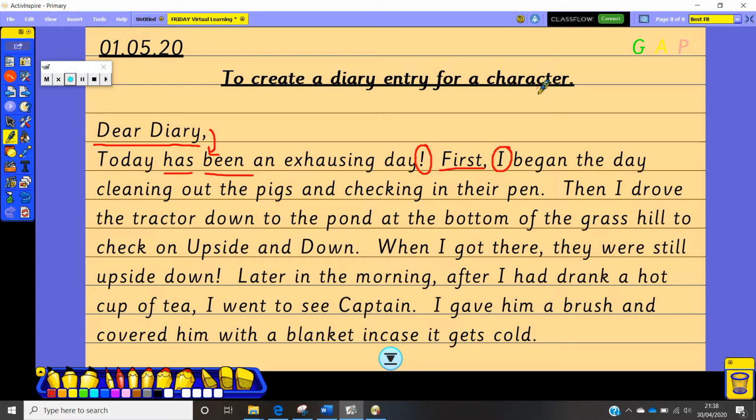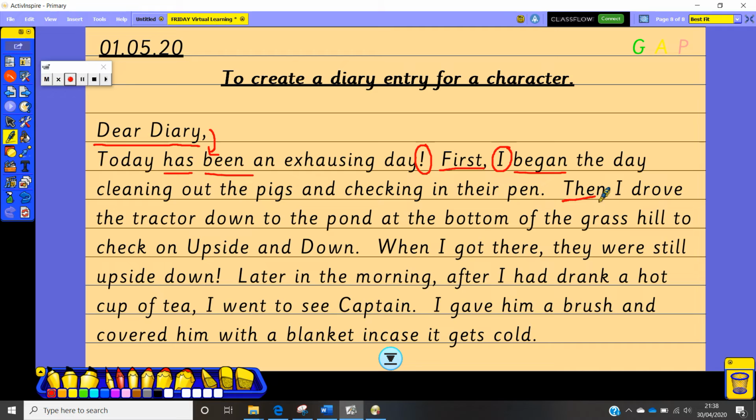So everything you need to use is I, we, my. So make sure you're using words that say that you are the person that's down on the farm. So first I began the day cleaning out the pigs and checking in their pen. So began shows that it's already happened. And then we've got a bit of description and a bit of detail as to what he did. Cleaning out the pigs and checking in their pen.